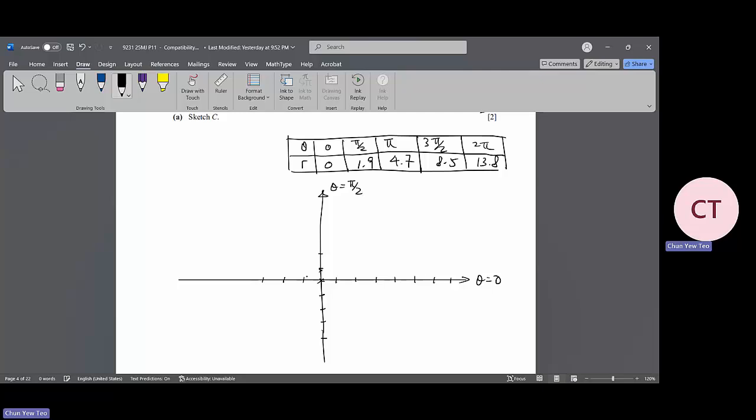So it's somewhere here. Then 4.7 is somewhere here. Then 8.5 is somewhere here. Then 13.8 is somewhere here. So you can just draw the diagram. It's actually a spiral. You need to draw properly, because I draw in freehand and my scale may not be so proper. So this will be the answer for 5A.